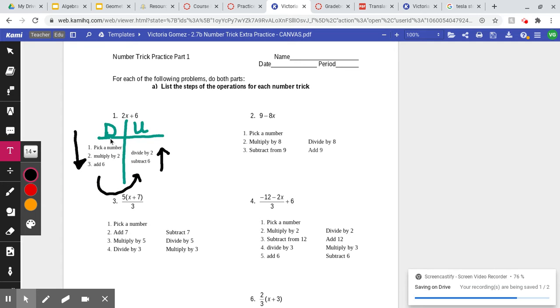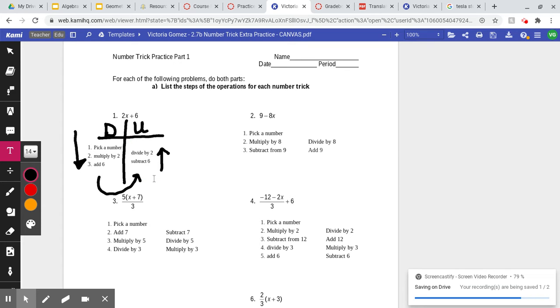But what we're supposed to do is look at the expression 2x plus 6 and then list the steps that we would take in order to do this problem. So if we picked a number for x, then we would multiply that by 2 and then we would add 6 to that. Then on the other column, it wants you to undo the problem. So basically, it's just taking each one of these steps and putting the inverse operation or the opposite.